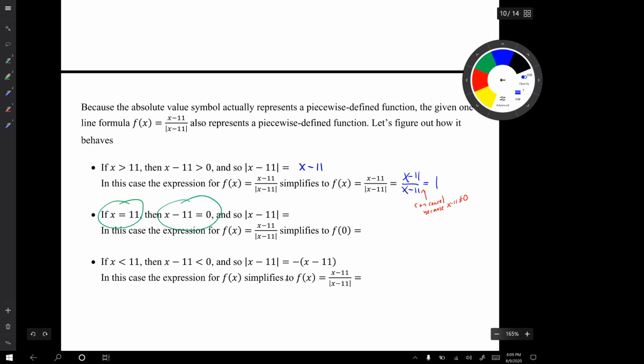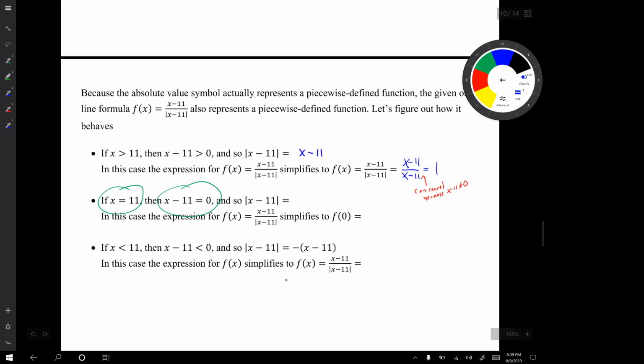All right, now if x equals 11, then x minus 11 is the number 0. And so in that case, the absolute value of x minus 11 would be the absolute value of 0, which is just the number 0. In this case, the formula for f of x doesn't really simplify; the symbols involved are actually the numbers 0 and 0, and so the function does not exist. The y value does not exist at that x value.